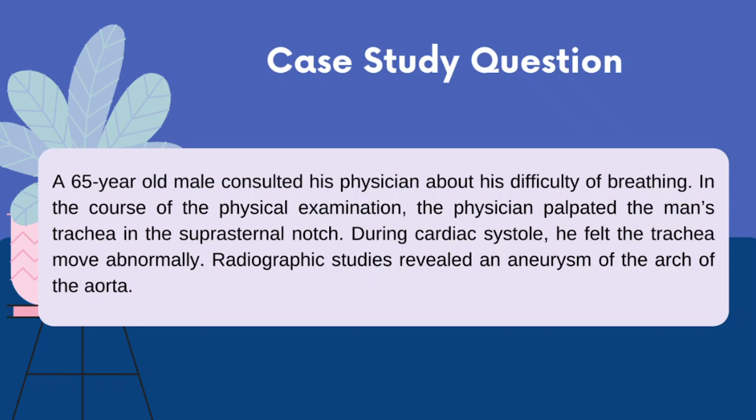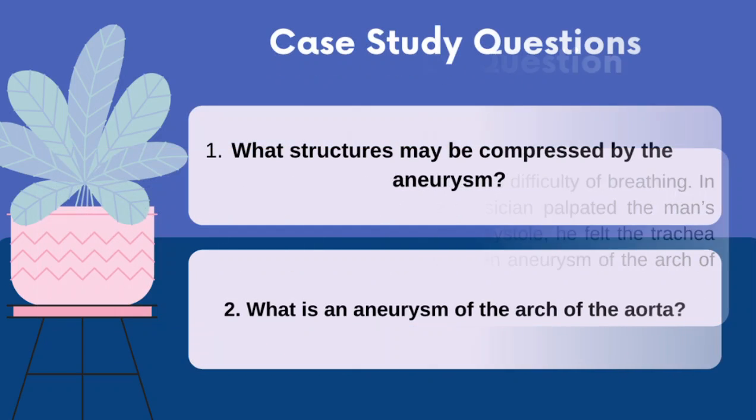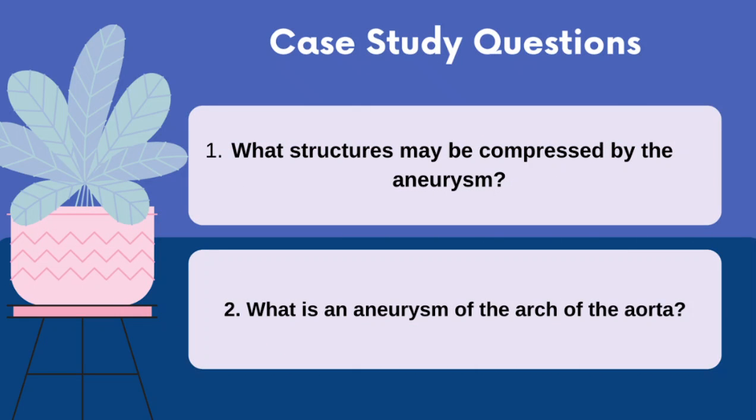Our case study question is about a 65-year-old male who consulted his physician about his difficulty in breathing. In the course of the physical examination, the physician palpated the man's trachea in the suprasternal notch. During cardiac systole, he felt the trachea move abnormally. Radiographic studies revealed an aneurysm of the arch of the aorta. There are two case study questions. First, what structures may be compressed by the aneurysm, and second, what is an aneurysm of the arch of the aorta.